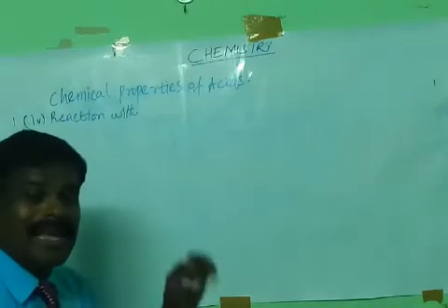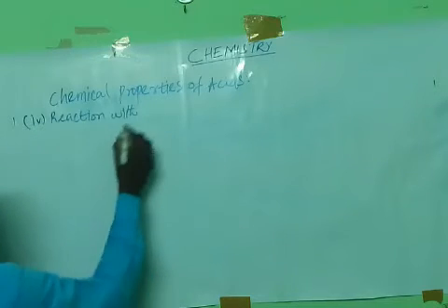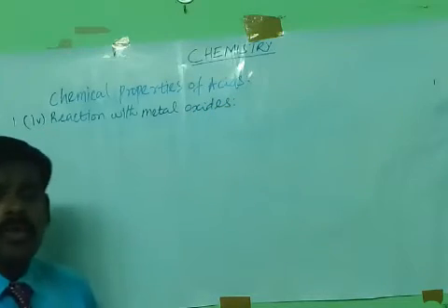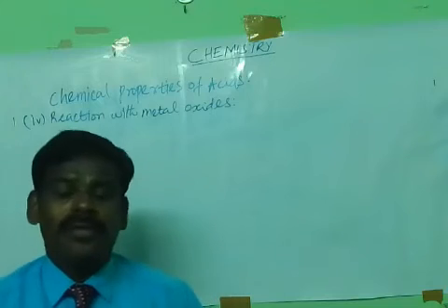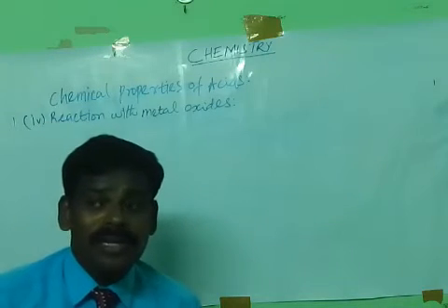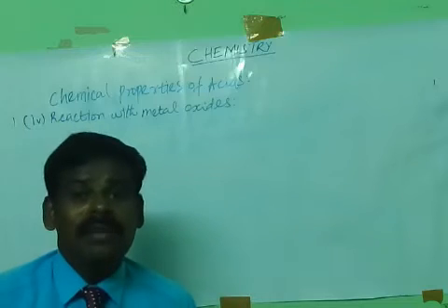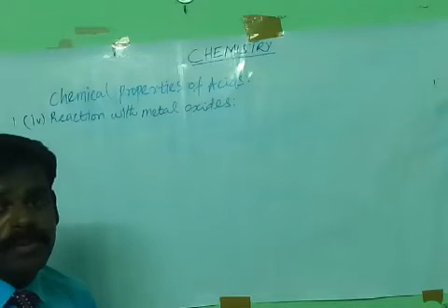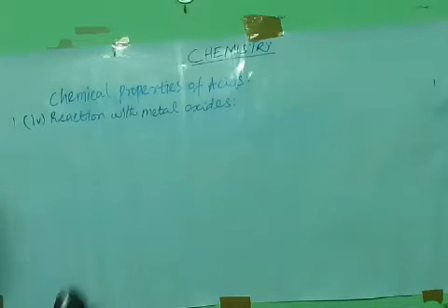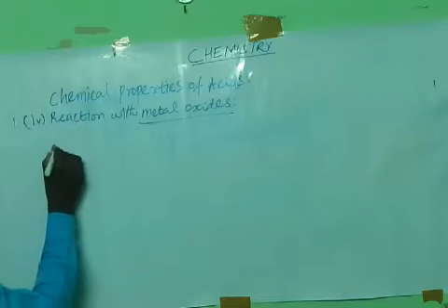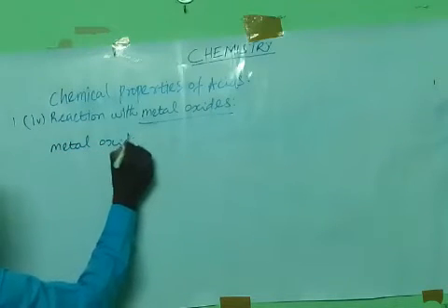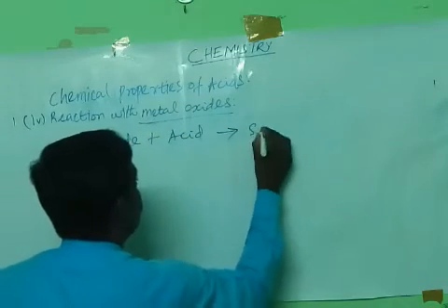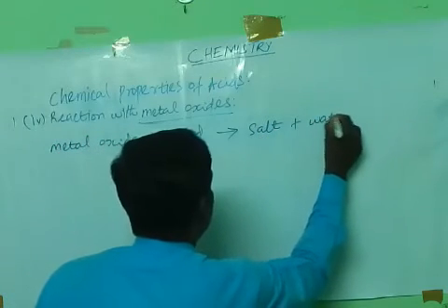Let us discuss the final property, reaction with metal oxides. You know, metal can form two kinds of oxides: basic oxides, amphoteric oxides. Only aluminum, zinc, lead will form amphoteric oxide. That we will discuss. Regarding these types of oxides, we will discuss in some other video. So we are taking a metal oxide and it is added to acid. It forms salt and water.